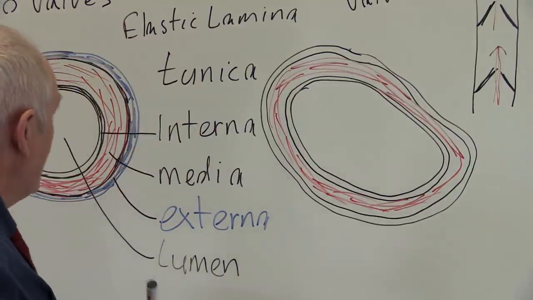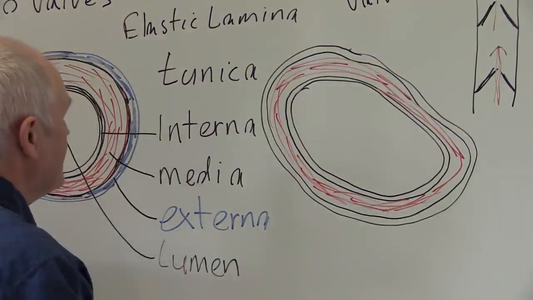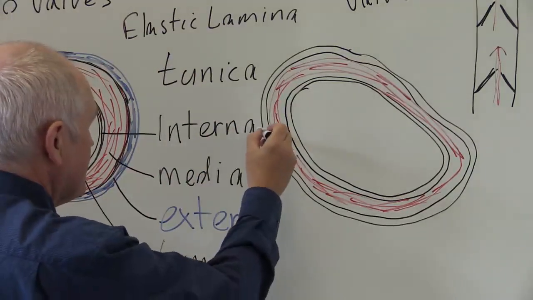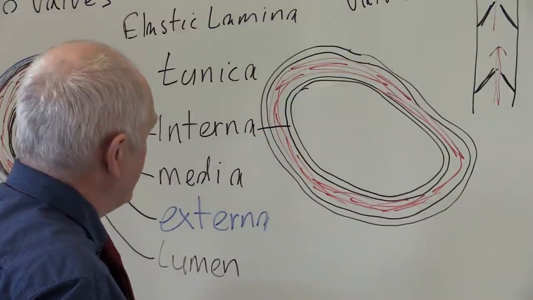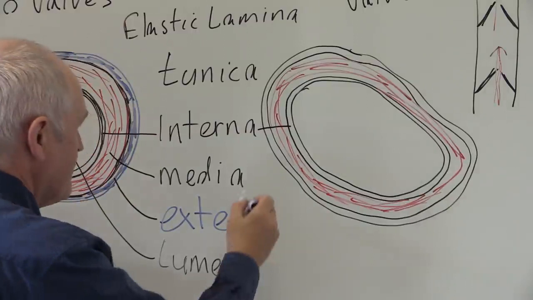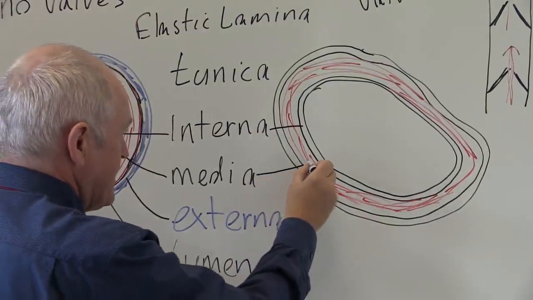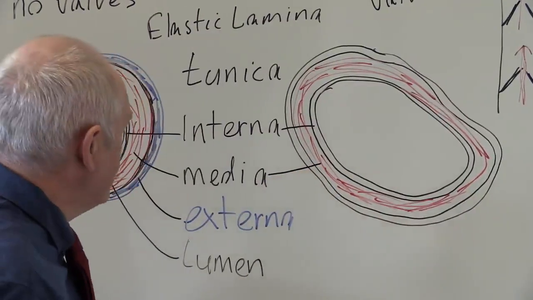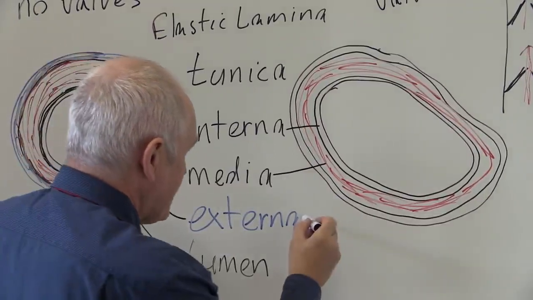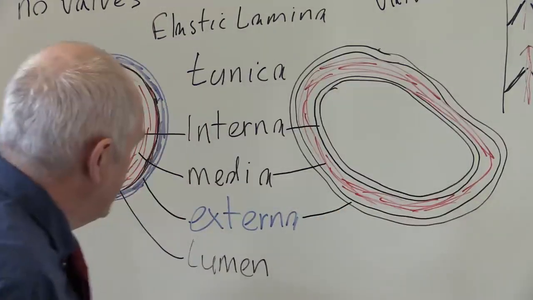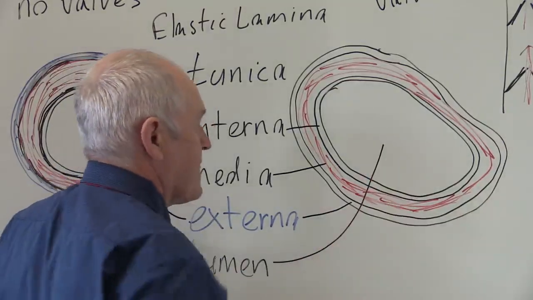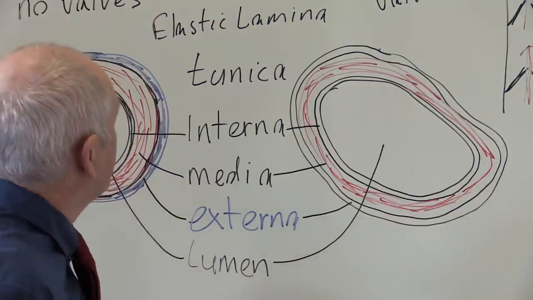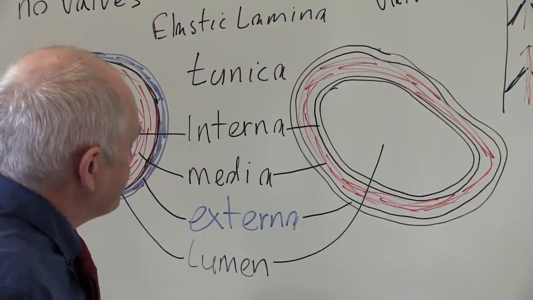So in the vein, all the layers are called tunica again. So the interna or the intima is the inside layer of vascular endothelium. The media is the relatively smooth, muscle-rich layer. The externa or the adventitia is the outside layer. And of course the lumen is there in the middle, as you would expect.